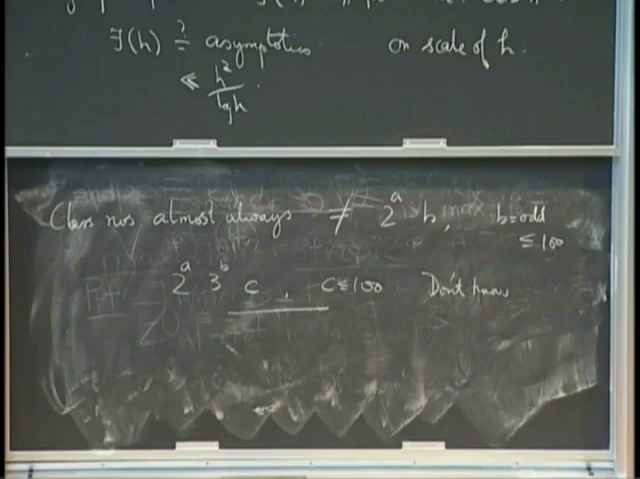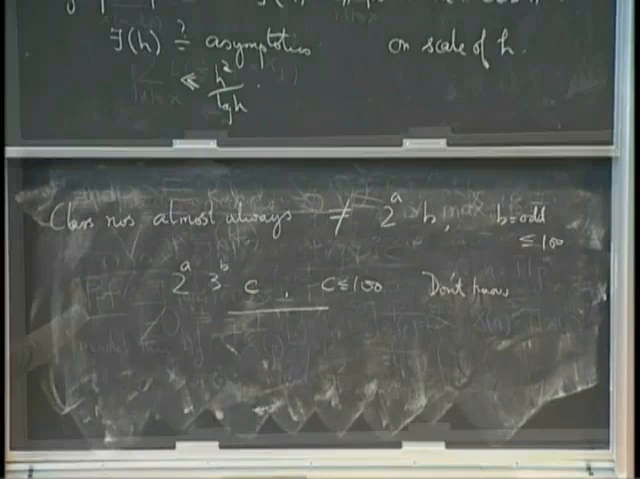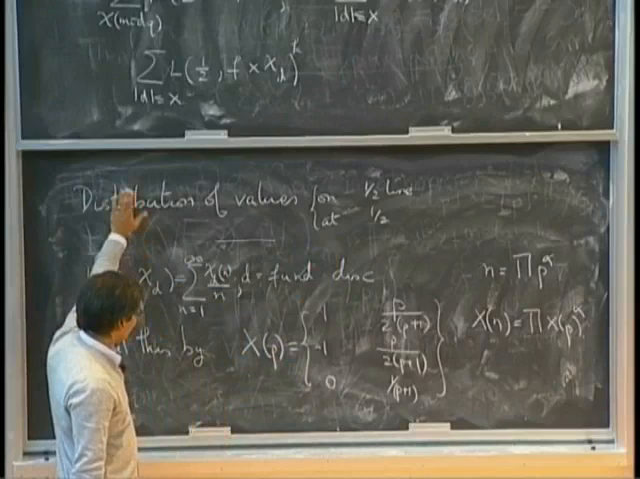So maybe this was meant to say that the problem gets easier when you're away from the half-line, so maybe I haven't quite communicated that. But anyway, at least as far as distribution goes on some coarse level, you can understand what happens on any line sigma bigger than half.